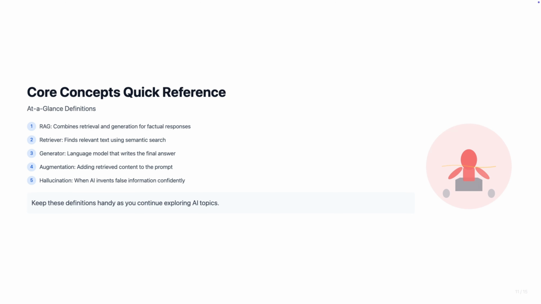These terms are building blocks for understanding not just RAG, but modern AI systems in general. Knowing them helps you evaluate tools, discuss AI responsibly, and even contribute to projects. So keep this list in mind. If someone mentions semantic search or prompt augmentation, you'll know exactly what they mean and how it fits into the bigger picture of trustworthy AI.